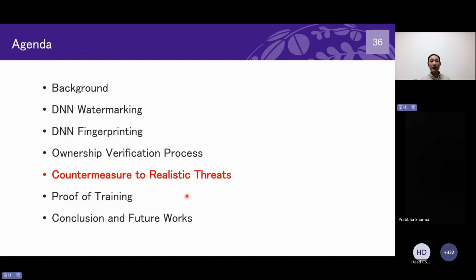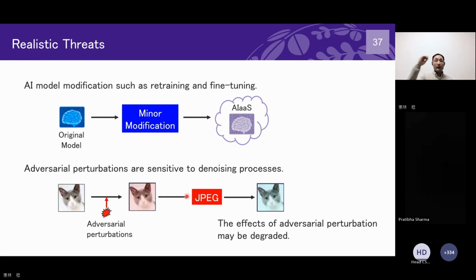And now we also think about the countermeasure to the realistic threat. In this case, AI model modification such as retraining and fine-tuning. The malicious party will try to modify the original model before it is deployed as the cloud server. In such a case, it becomes difficult for the owner to convince the verifier because of the modification of the model.